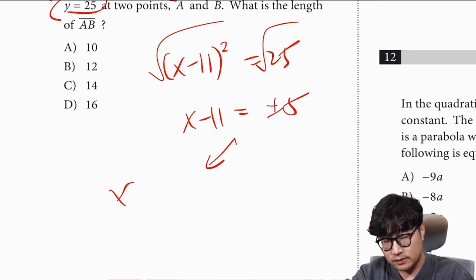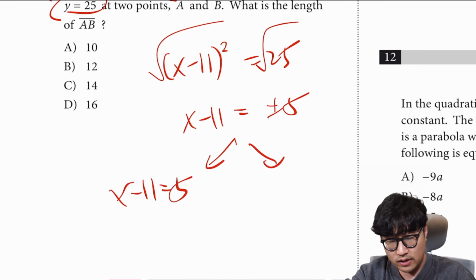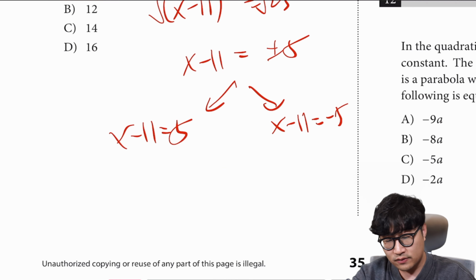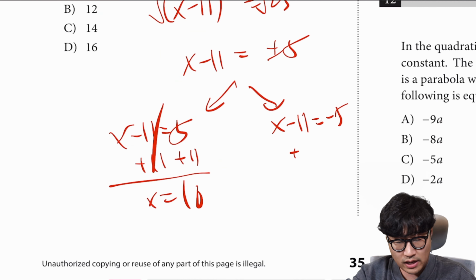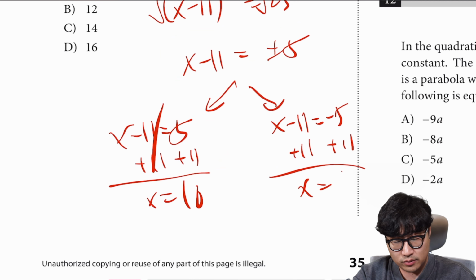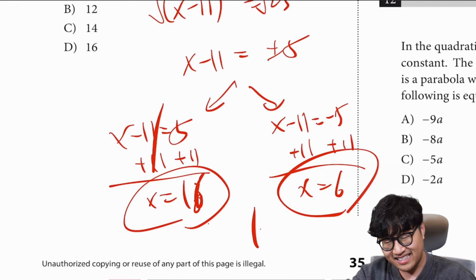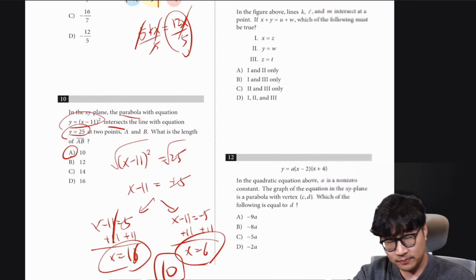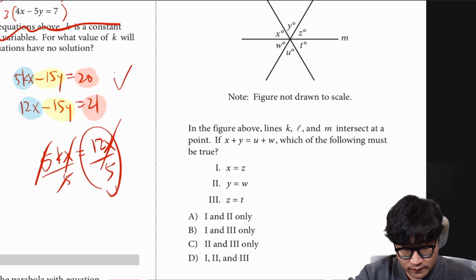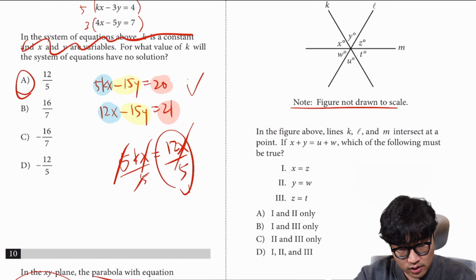So you got that x minus 11 is equal to 5. You got that x minus 11 is equal to negative 5. So if you add 11 on both sides, you get x is equal to 16 here. If you add 11 here on both sides, you get x is equal to 6 here. So between 16 and 6, the distance is 10. Answer choice A.